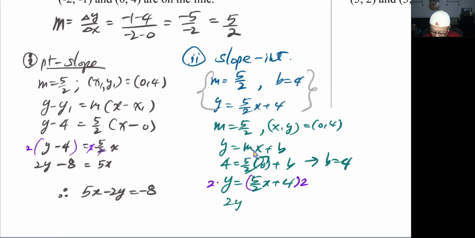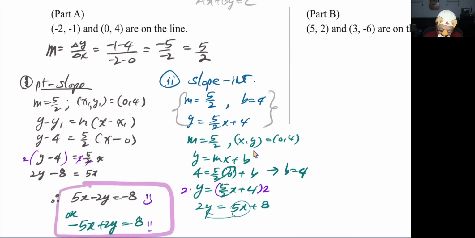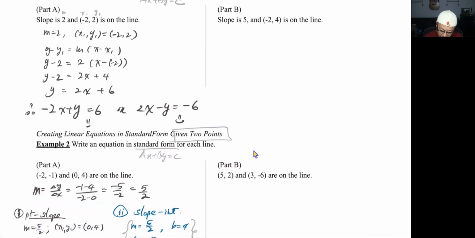We end up with 2y is equal to 5x plus 8. Sorry about that. And if you move this to the other side, we end up with negative 5x plus 2y is equal to 8. As I mentioned earlier, I would prefer to have x positive, but it really doesn't matter. Okay? So these are the correct answers. And just like here, these were the correct answers.